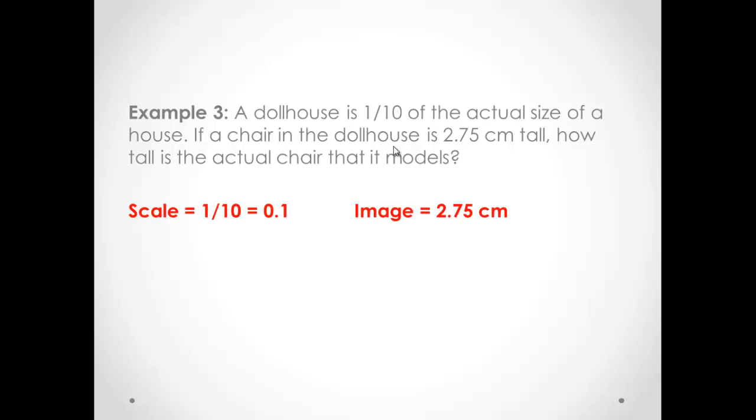So let's look at the information that we know. The scale factor is 1/10, which, if we turn into a decimal, is 0.1, and some of us may want to do that because it is easier to work with decimals with this formula, I believe. Our image size is 2.75 centimeters. So we use our formula. Object equals image over scale. We substitute in the values that we are told, 2.75 divided by 0.1. We see that the actual chair would be 27.5 centimeters.